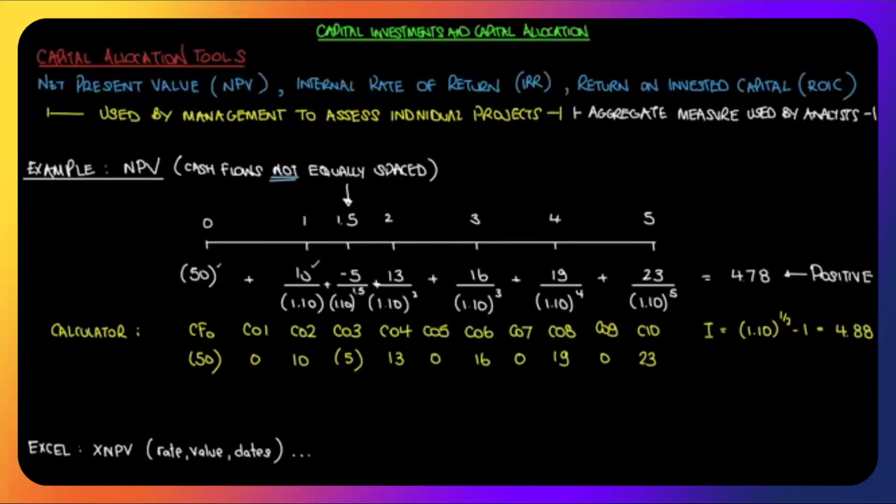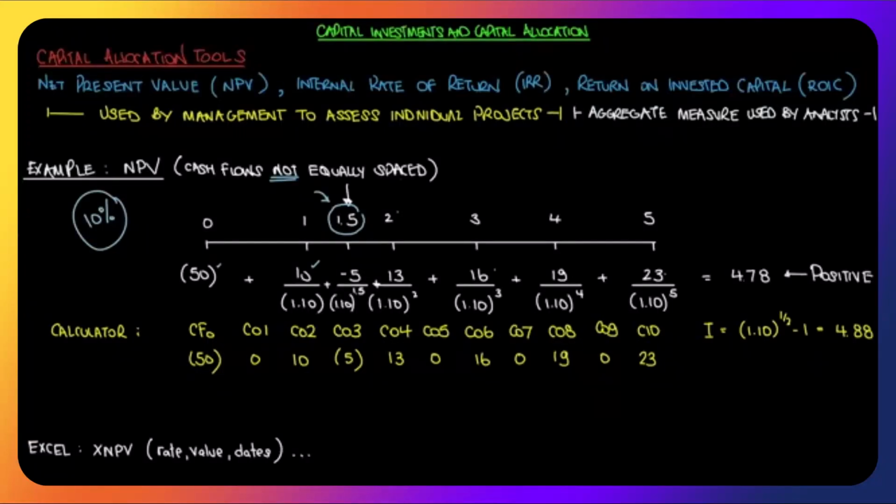At T1, we have an inflow of 10, but then, this is the wild card, we have an outflow of 5 at T1.5, 1.5 years' time. 13 comes in at T2, 16 at T3, 19 at T4, and 23 at T5. What's our discount rate? Well, it's the same as before. I've not written it down again, but we're going to use 10% once again as our discount rate.